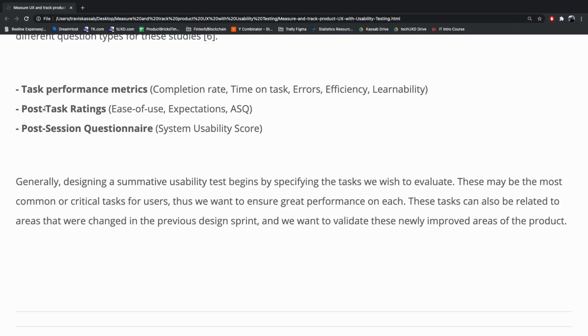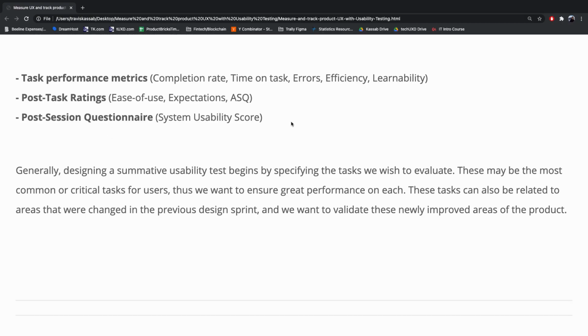Okay, so anyway, the 3 categories of questions you can ask in usability tests are task performance metrics, post-task ratings, and post-task questionnaires. So yeah, we're going to give an SUS at the end and take completion rate and time on task measurements for each task for each product.